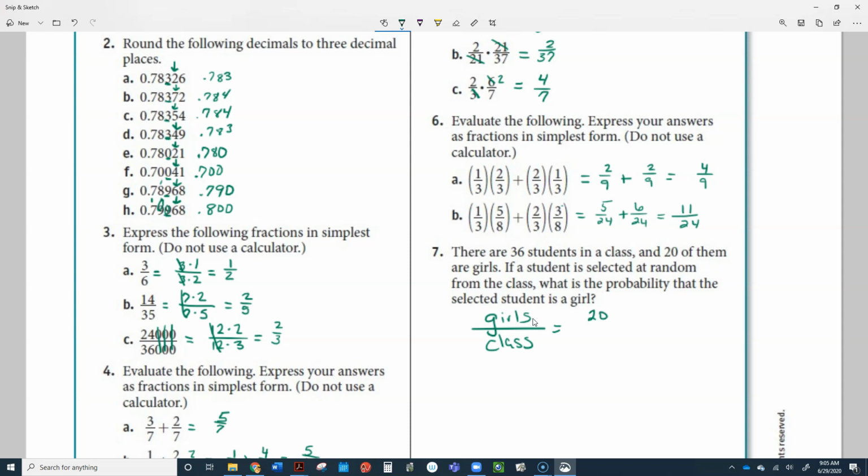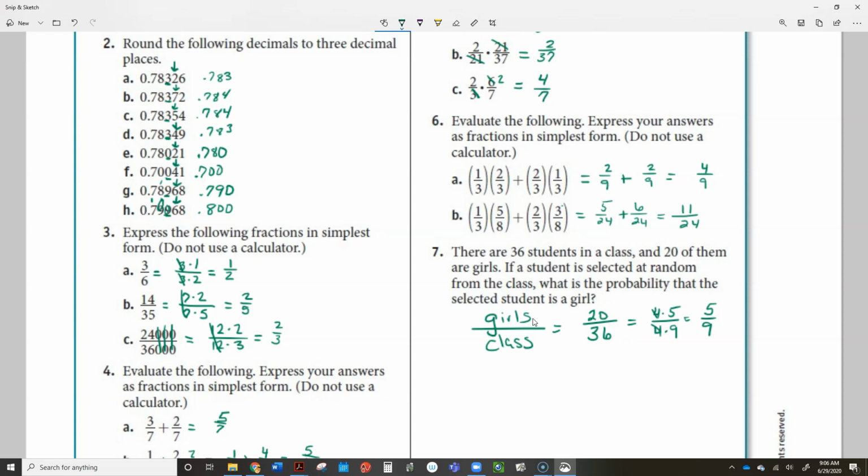So we've got 20 girls in the class, and we've got a total of 36 students, so you make that a fraction. And probabilities can be answered in fractions, decimals, or percents. So I'm going to reduce this if I can. Let's see, 20 is 4 times 5, and 36 is 4 times 9, so the 4's will reduce out. So the probability is 5/9, and you can change that to a decimal, or you can write it as a percent.